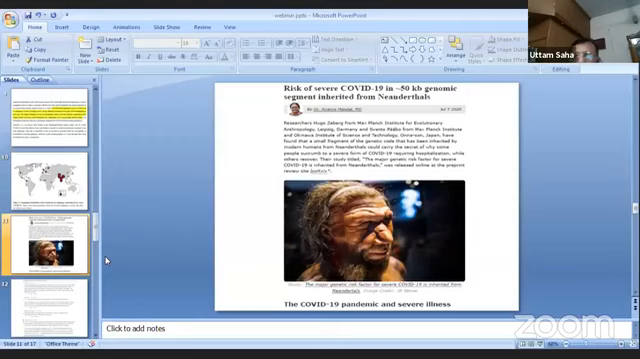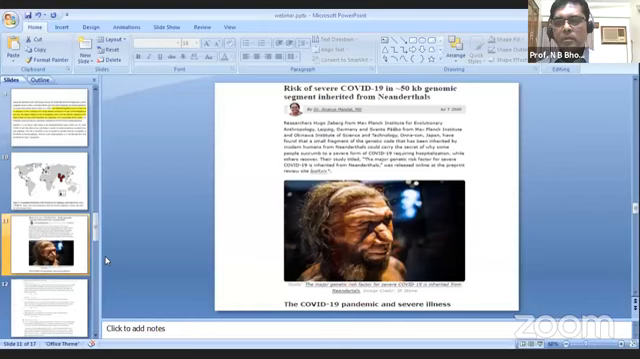They already concluded that severe COVID disease is associated with the Neanderthal gene. Okay, Professor Uttam, thank you very much. Anisul Haq sir will answer the question during his discussion as a panelist.